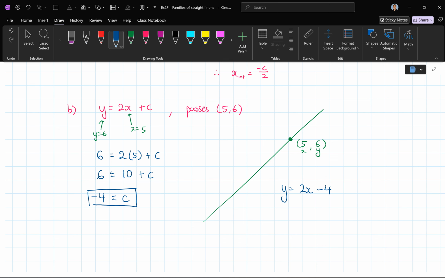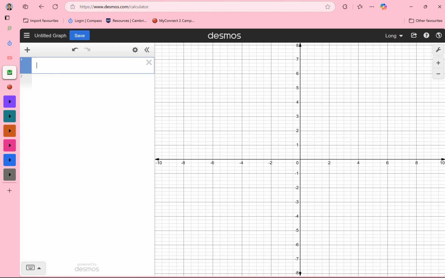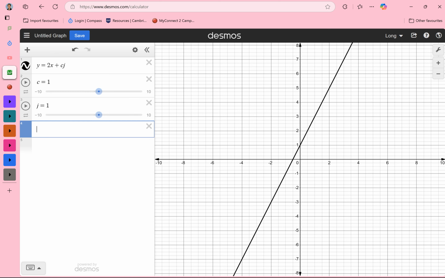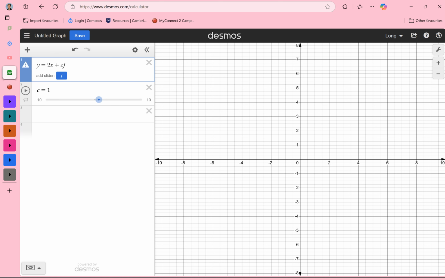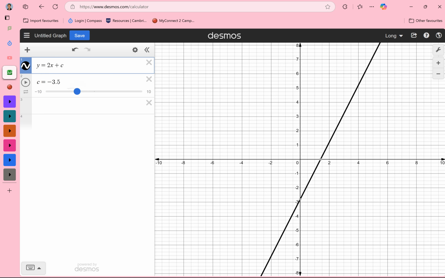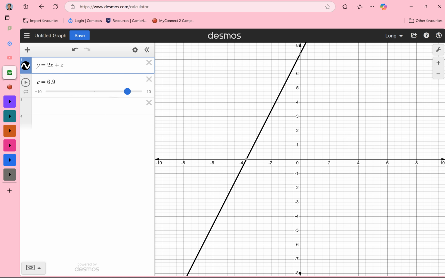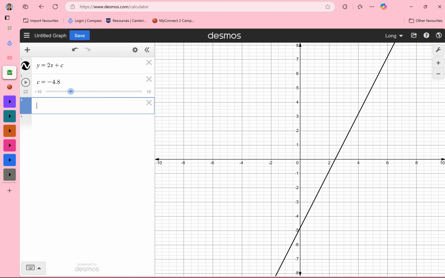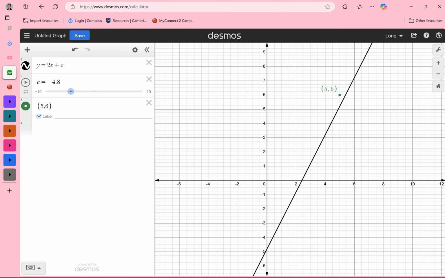I can prove that on Desmos. We can go to Desmos and test that out. Let's say y equals 2x plus c. Initially we didn't know what c was, so c could have been any number, and any of these lines could have been it. But now we know it has to cross through (5, 6). Where's (5, 6)? It's up there. You can see the line doesn't touch it right now.